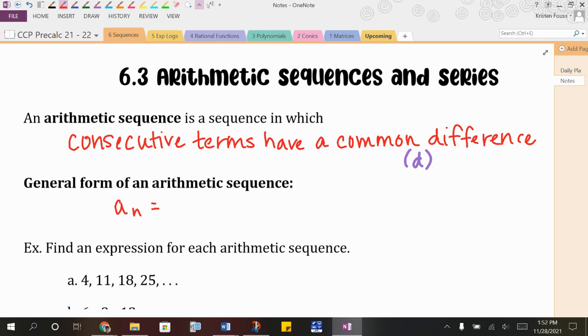So the formal way of defining an arithmetic sequence is to take a_n equals a_1, so the first term in the sequence, plus the quantity of n minus 1 times the difference D. So first term plus, n representing, if you're looking for a specific term, n is the number of the term. If you just want to come up with a formula or an expression for that sequence, then we'll leave it n. So n minus 1 times that common difference.